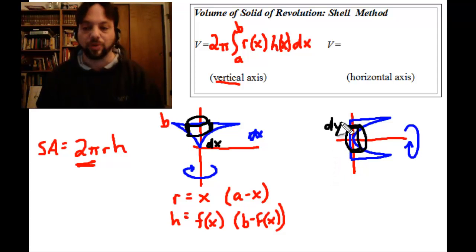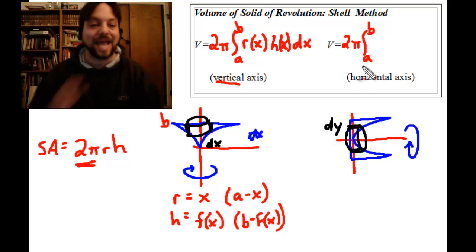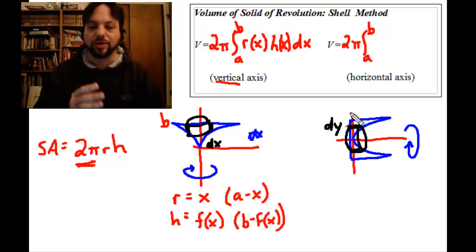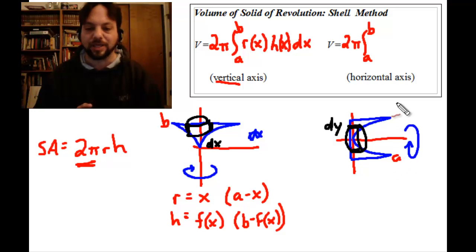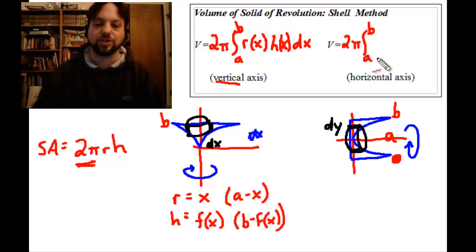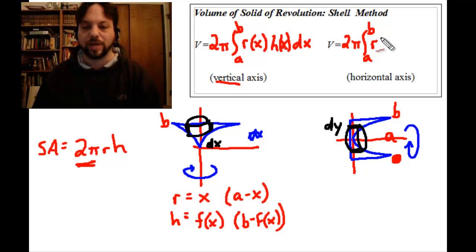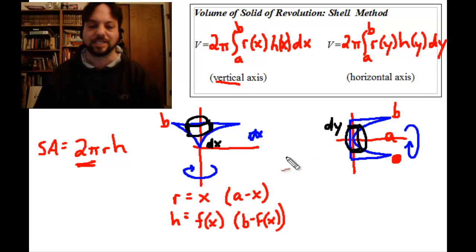And so what I'm going to end up with here is the volume will be 2 pi. I'll still go from a to b. Now remember that a represents the axis of rotation. So we're not going from a to b this way. In this particular case, this is not a. Rather, this is a. So from the axis of rotation to the outside, b, this will be the radius as a function of y, the height as a function of y, and then, of course, the width of each shell, which in this case is dy. So that's the formula for the solids of revolution.